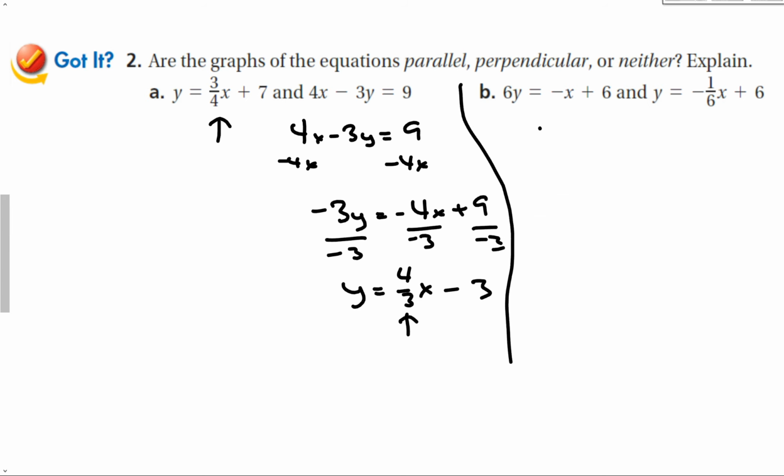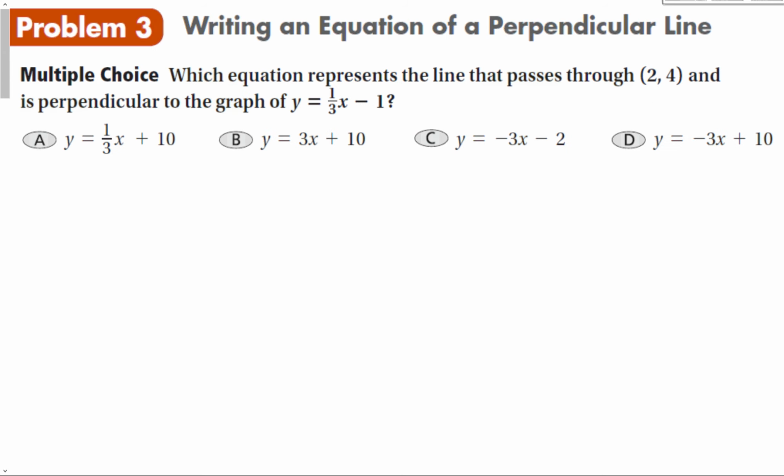Okay, let's look at this one. So 6y equals -x plus 6. Divide everything by 6. And we have y is equal to 1/6x plus 1. And again, these two slopes are not the same. One's positive, one's negative. So, wait, whoops. What am I doing? Why did I divide by a negative 6? I don't know. So if we divide everything by a positive 6, and yes, now these two are the same. They are parallel.